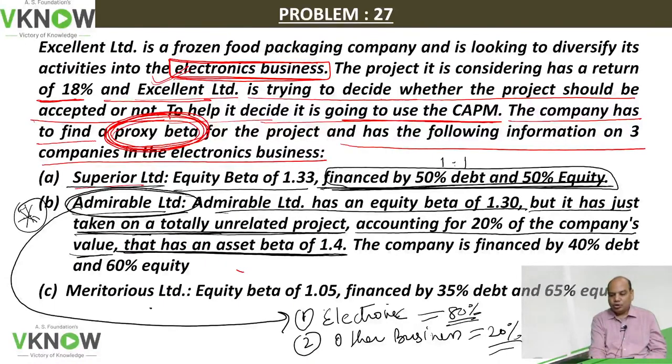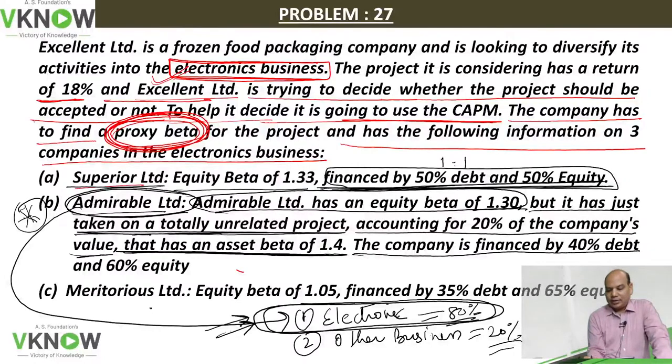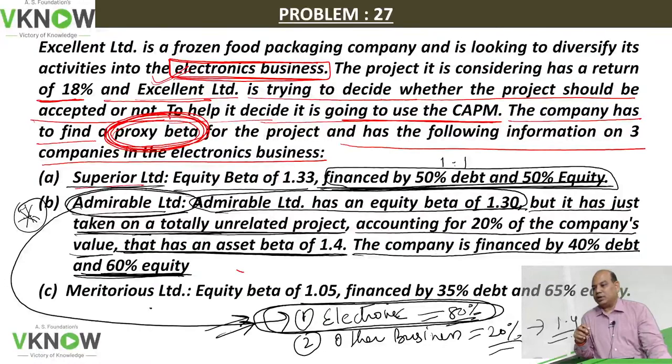I need to find the overall beta of electronic business only. So whatever overall beta I will get from Admirable, from that we will identify how much is the beta of electronic business only. The company is financed by 40% debt and 60% equity. So their debt equity ratio is 40:60. And the other business has an asset beta of 1.4. Asset beta is equal to overall beta.